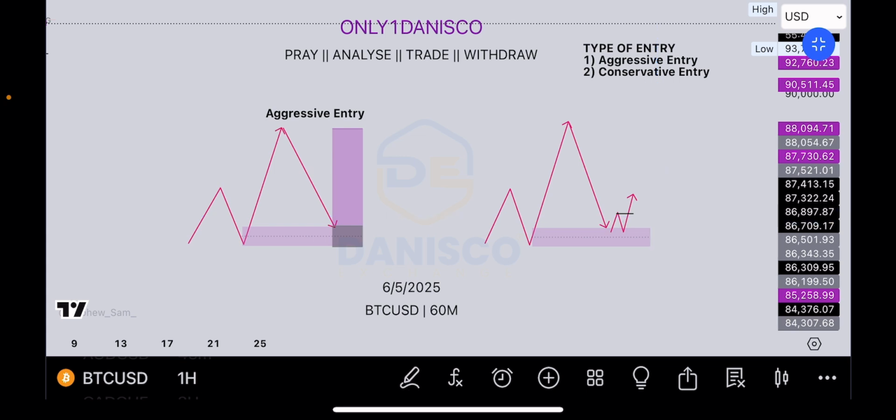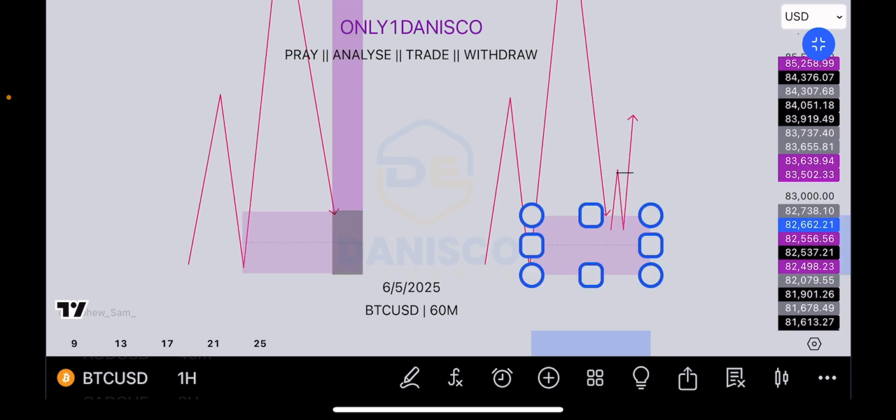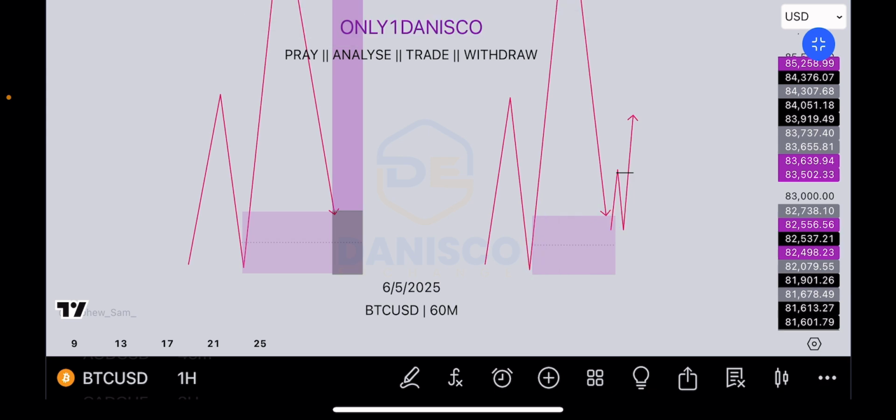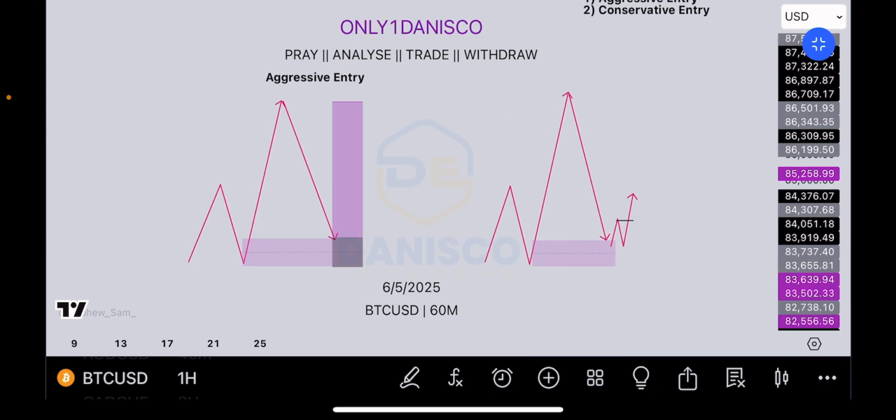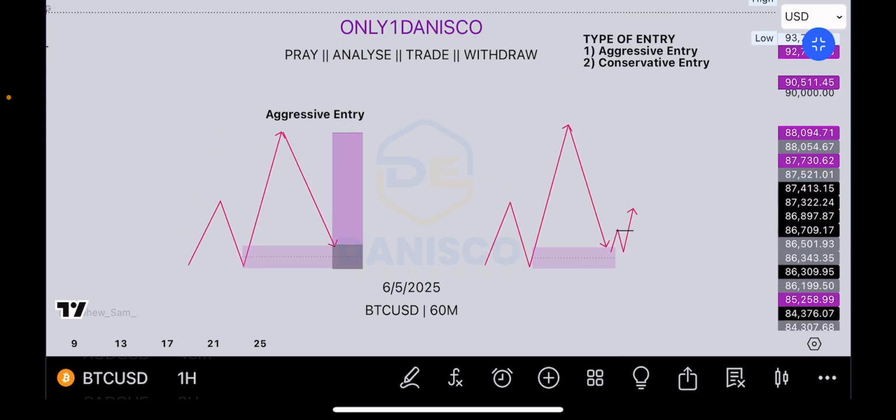Let's shift this bigger one. Price has mitigated that one. Now, switching to the lower time frame, you'll be looking out for price to create this same structure, the same pattern you have on the higher time frame. You need to see it on the lower time frame, your entry time frame. You need to see the same structure.